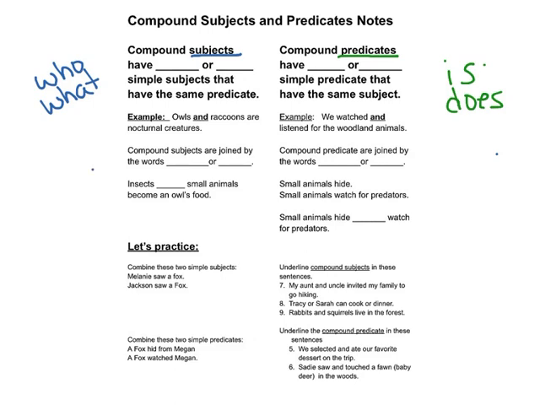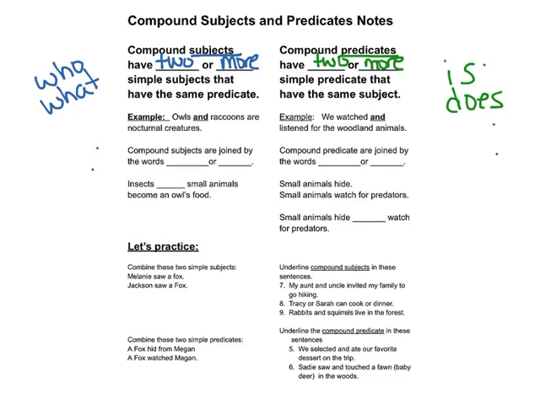So a compound subject has two or more subjects. They have two or more simple subjects. A compound predicate also has two or more simple predicates. So let's look at a couple of examples for the compound subject.